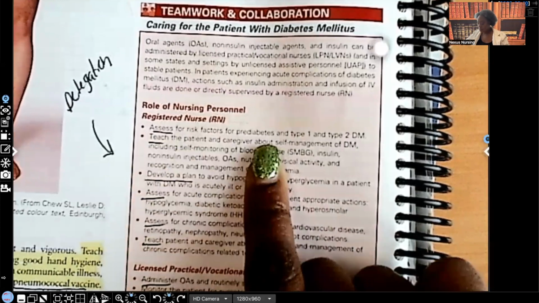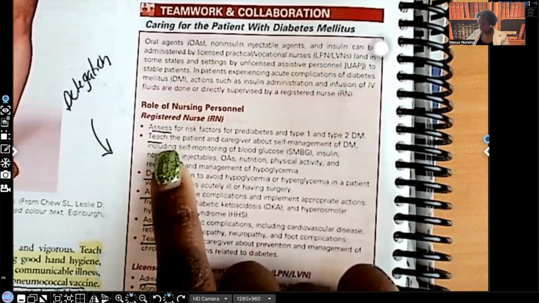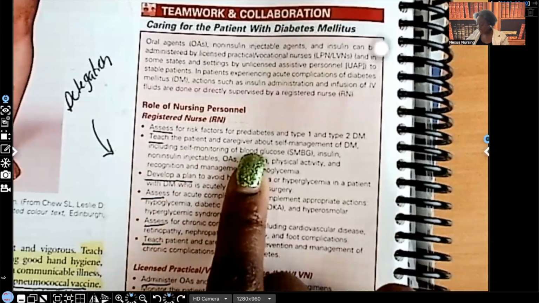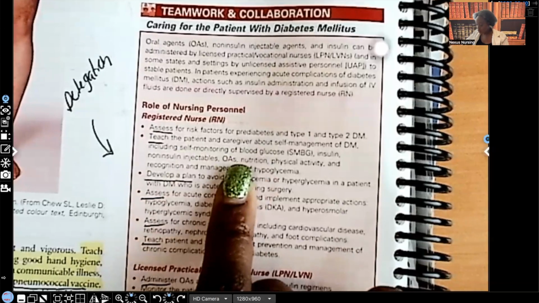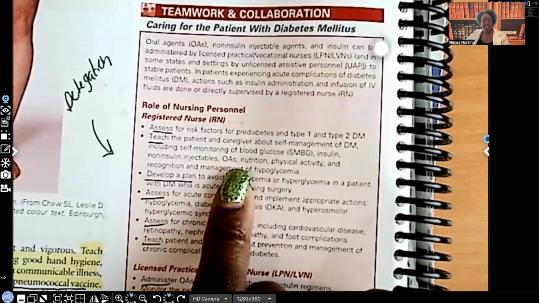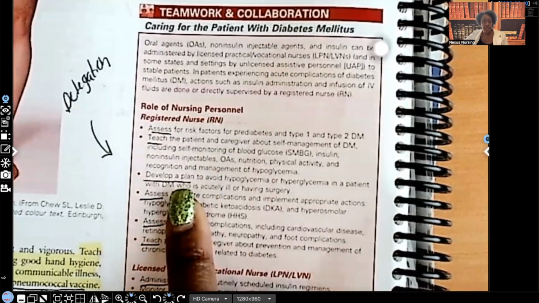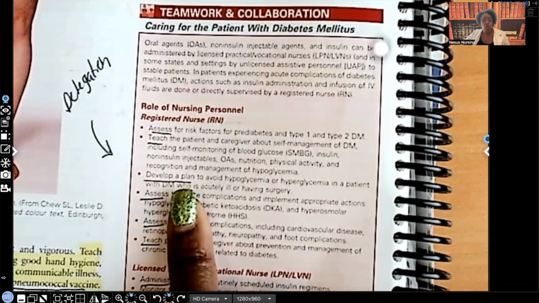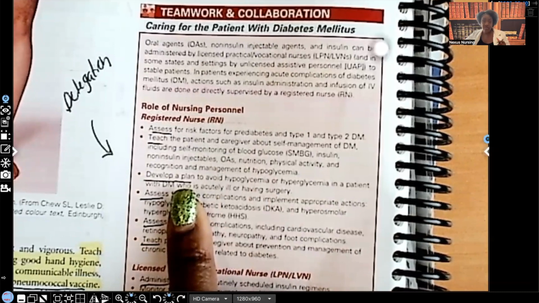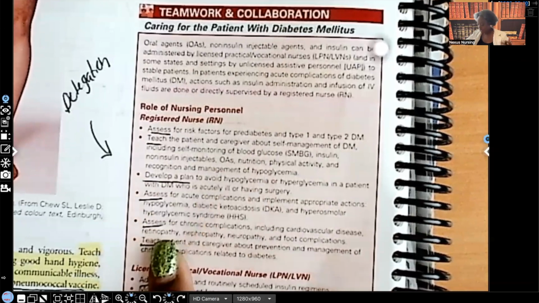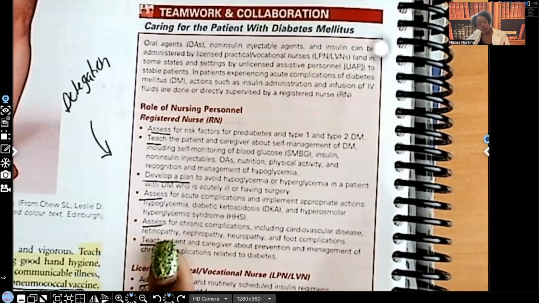Assess for risk factors for pre-diabetes, type 1, type 2. Teaching the patient and caregiver about self-management of diabetes mellitus, including how to check their own blood glucose, how to take insulin, how to take the oral anti-diabetic agents. All of that, that first teaching is going to be from the registered nurse. Developing a care plan. The registered nurse is the one that develops the care plan. The LPN follows the care plan, but making that care plan, that's a responsibility of the RN. Again, assessing for complications, the RN. The LPN is going to continue that assessment, but initial assessment is going to be the RN.